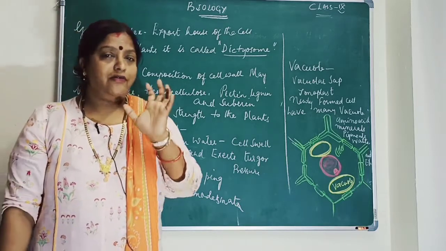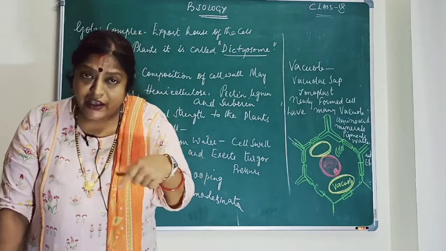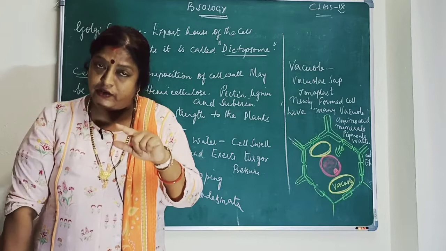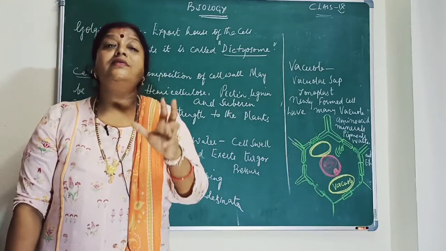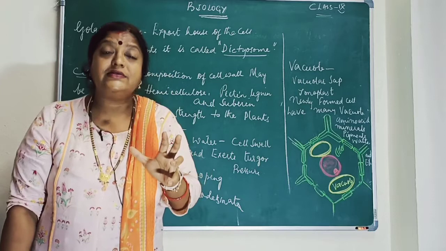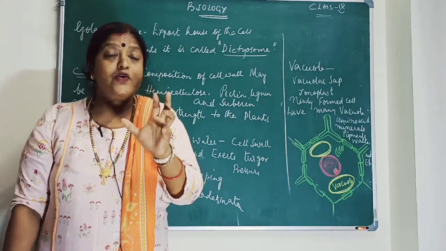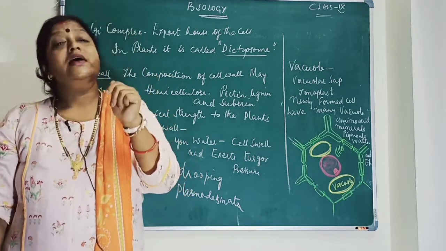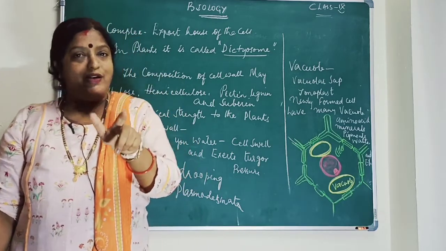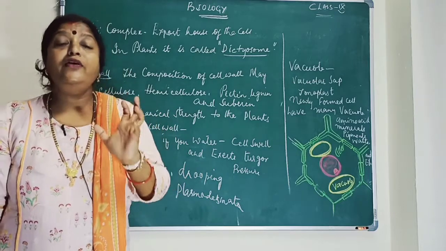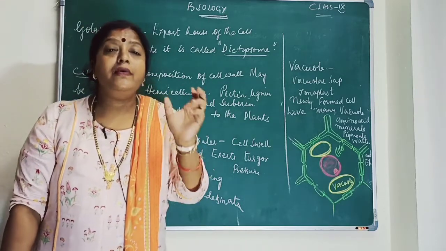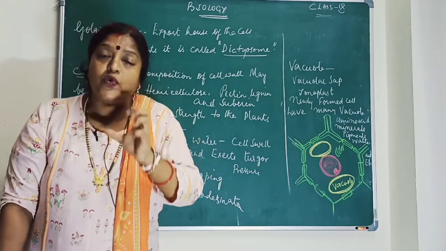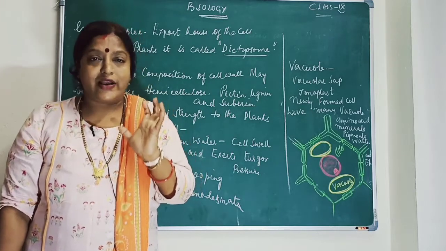So this is about the vacuole. The membrane over the vacuole is called tonoplast. The fluid inside the vacuole is called vacuolar sap. Vacuoles are fluid-filled, bag-like structures. They consist of carbohydrates, amino acids, proteins, minerals, pigments, and waste material is also present. Newly formed cells have so many vacuoles, and as the cells grow, all these vacuoles unite together and a single large vacuole is formed.